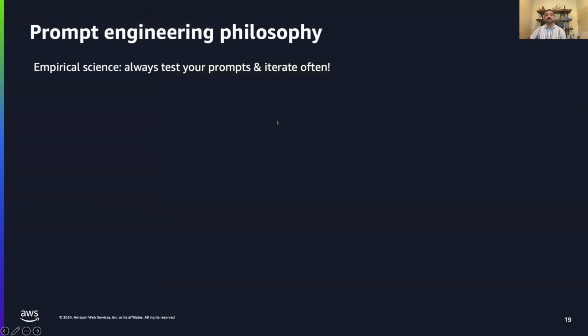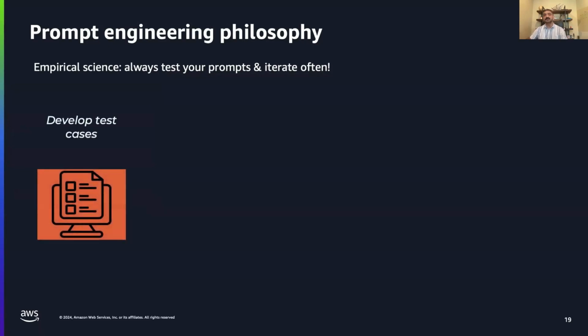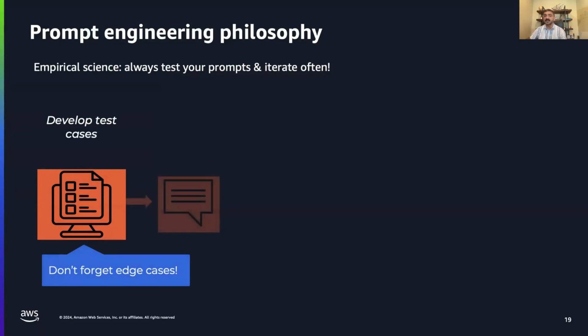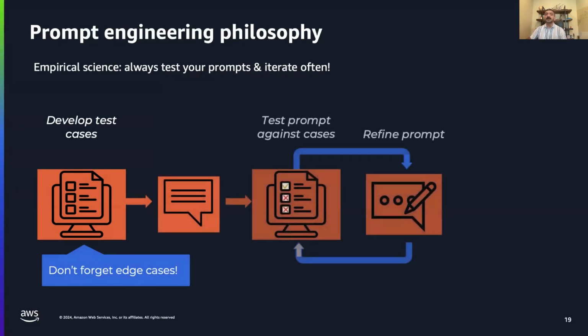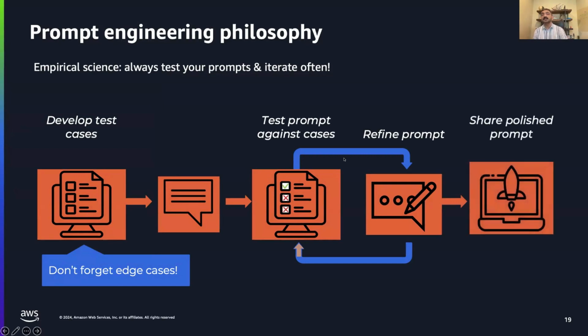So, as I was mentioning, the philosophy underlying prompt engineering is that you have to always test your prompt and iterate through it often. So develop the test cases, and you cannot forget your edge cases, and then test the prompt against your test cases, and then refine the prompt to make sure that it is generating the accurate response that you're looking for. And once you've iterated through that multiple times until you've gotten to a satisfactory output, then you can publish that prompt so that other users can use it, right? So like I said, this is a time-consuming process, and you don't want to reinvent the wheel each time.